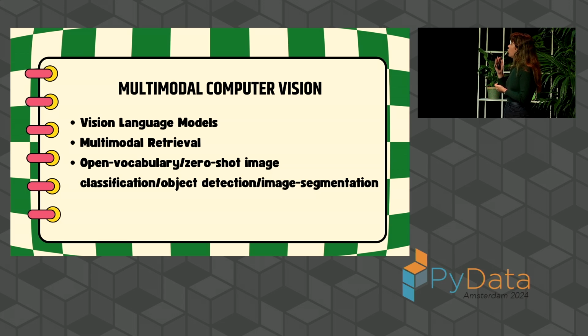There are also open vocabulary image classification, object detection, and segmentation models, which I will come to, but essentially, you input any text that you want. It is not restricted to a certain set of classes in the training data, and you can segment anything, detect anything, classify anything.